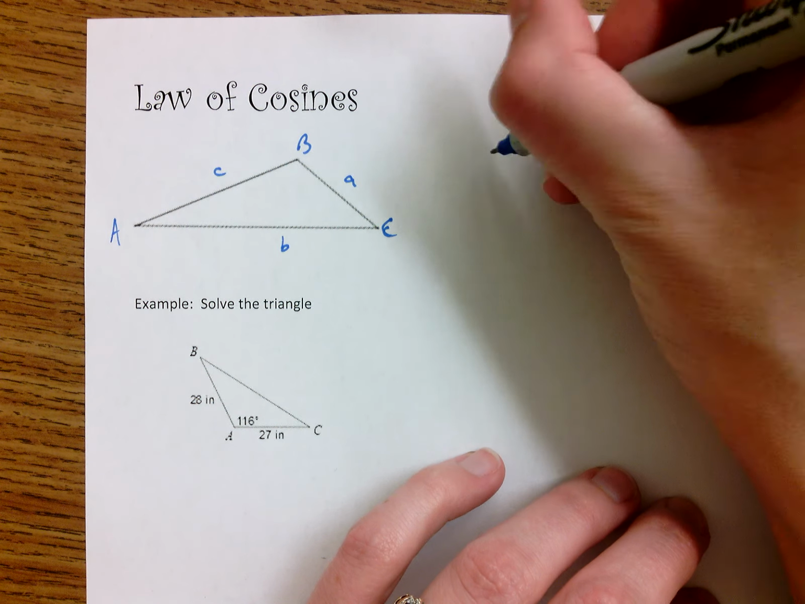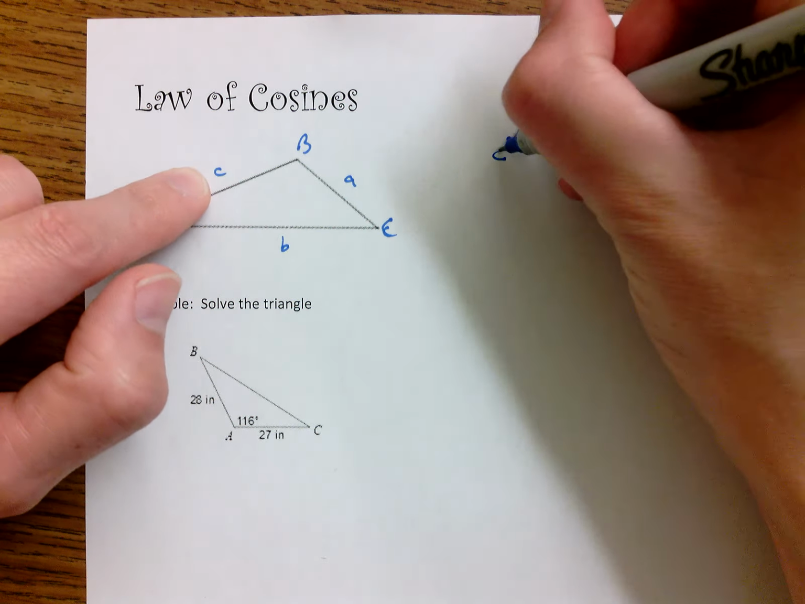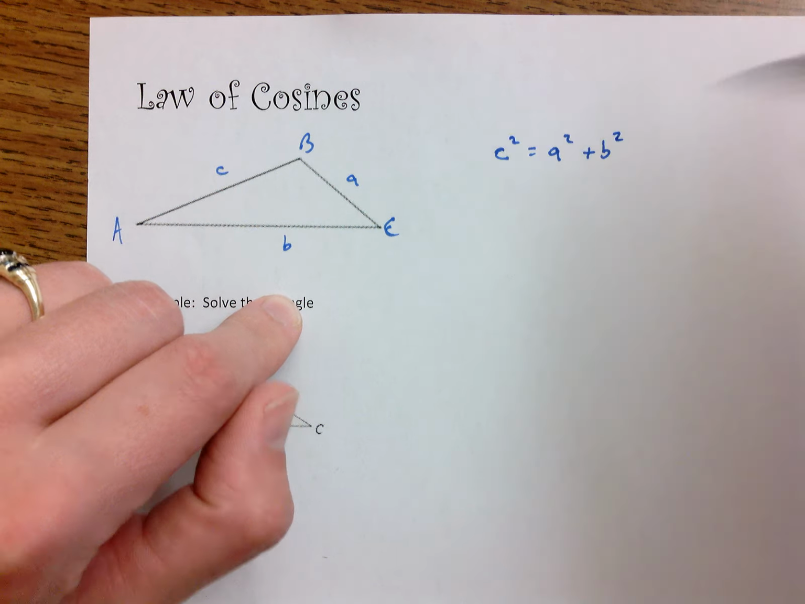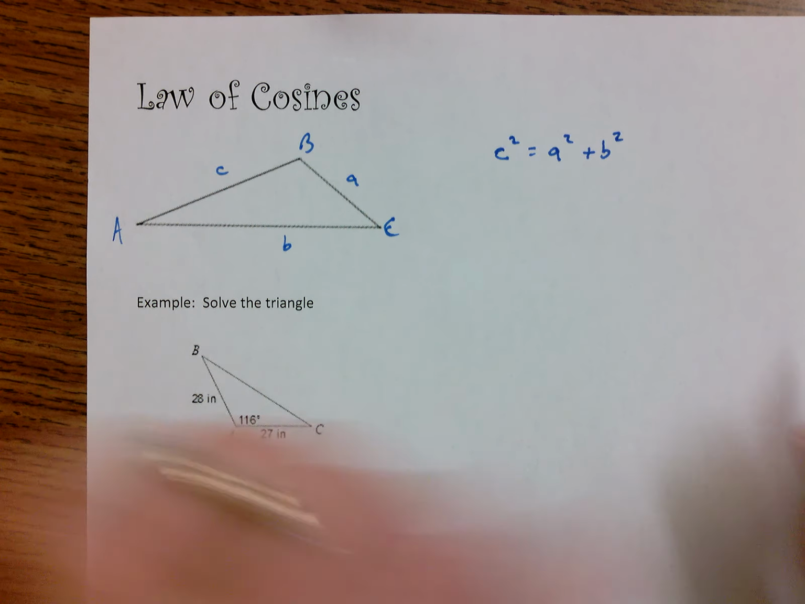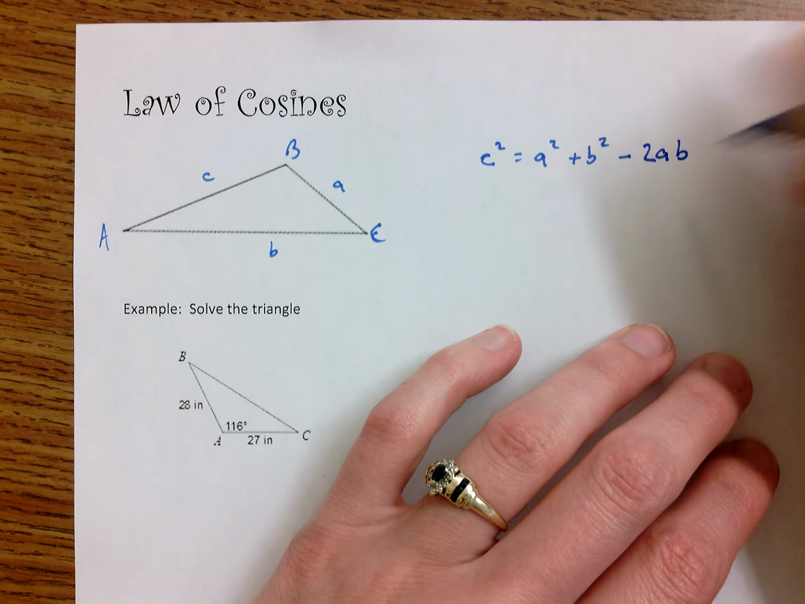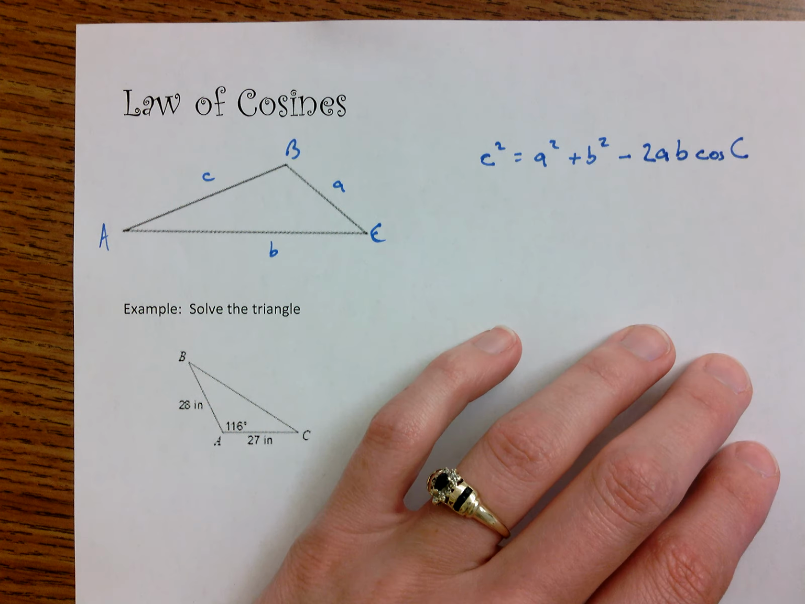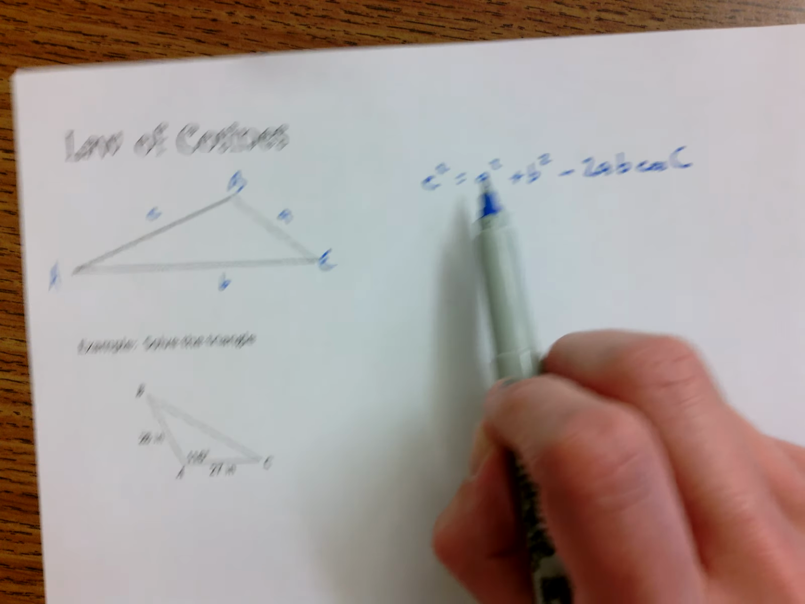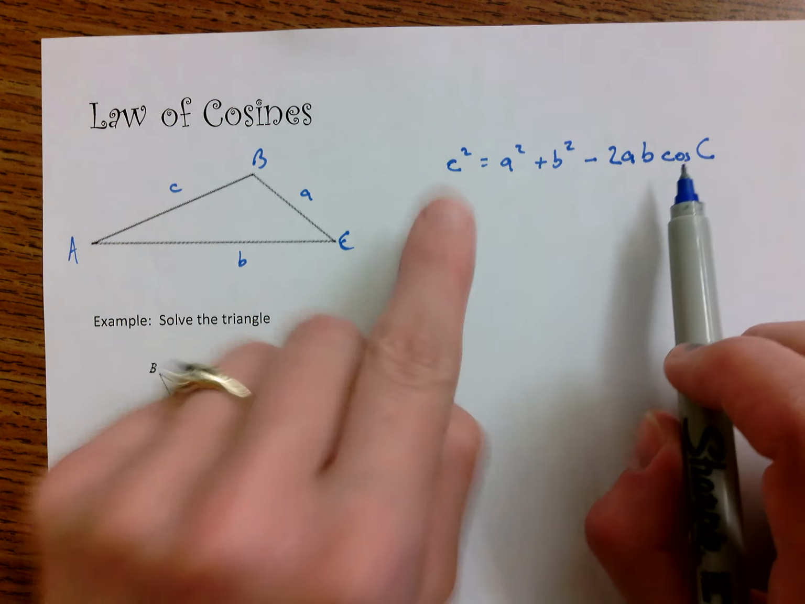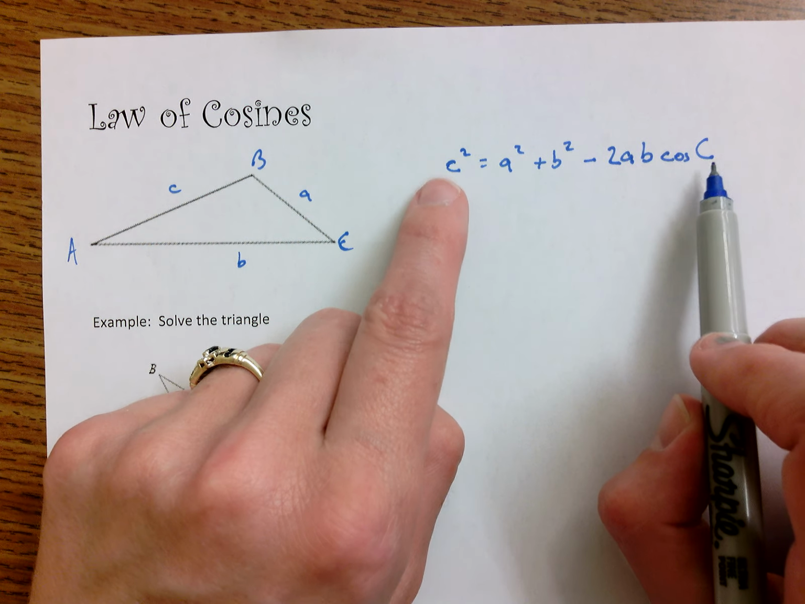So here's what the law of cosines says. If you want to find this side over here, c squared is equal to a squared plus b squared. That's the part that feels like the Pythagorean theorem. But then it's minus 2 times a times b times the cosine of angle C. Everything in here is a side length except this angle at the end, and notice that this side and this angle are across from each other. So these two things on the outside are across from each other.